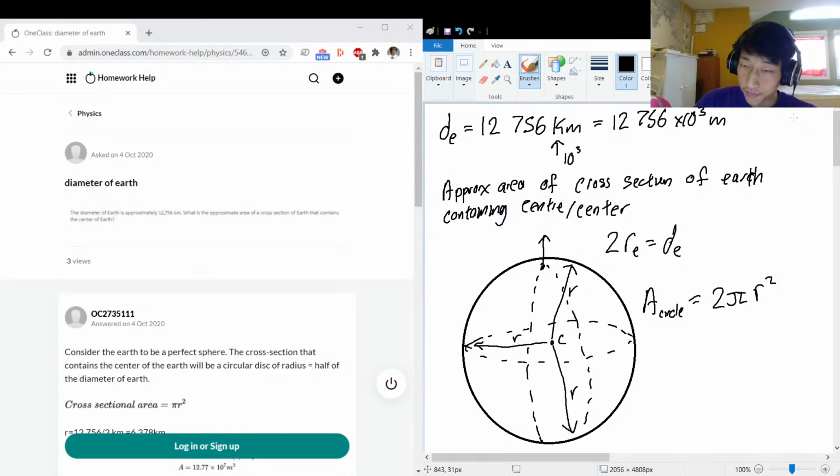Anyways, yeah, so let's get our r value from our d value. So r is equal to 1/2 of dE, or let's say RE, radius of the Earth. Yeah, we're all talking about the Earth, so we're going to use Earth. So we know, wait a minute, that is not the right thing to be writing.